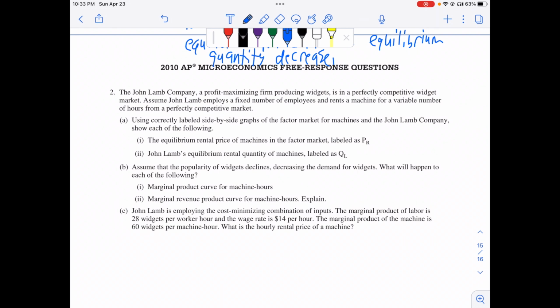Alright guys, welcome. We will now be doing the second pre-response question for the 2010 mock exam. So let's take a look at it.